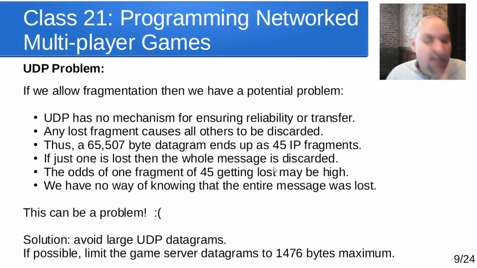But the problem is that if we have fragmentation and any one of those fragments gets lost, because it's not guaranteed to be reliable, it has to discard the entire group of them. So if you think of a datagram that has 65,507 bytes, the largest you can have, that's going to end up as 45 IP packet fragments. And if just one of those gets lost, the whole message gets discarded. In other words, if it gets to the end and says, well, out of those 45, I had 44 or 43 of them, it doesn't have a mechanism to re-request the ones that were missing. It just says, throw the whole thing in the trash.